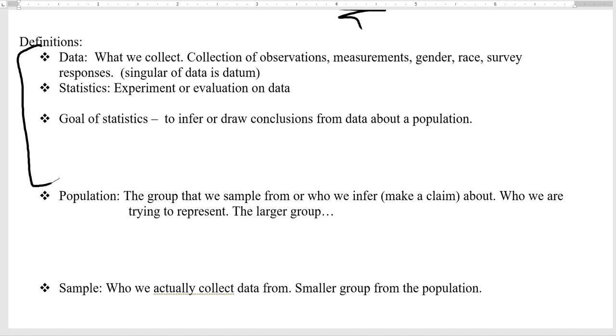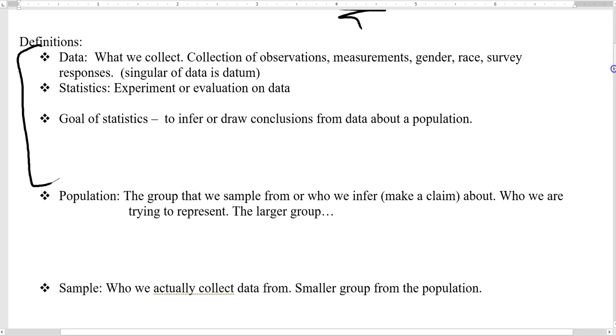The sample is kind of who we actually collect data from. It's a smaller group from the population. So that might be me taking all the students of Porterville and randomly selecting 300 students and asking them what they feel about something. Then that smaller group that I actually collect the data from would be my sample, the smaller group, okay?